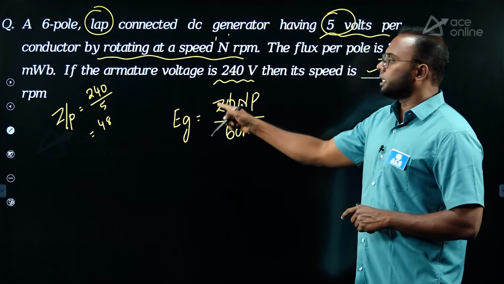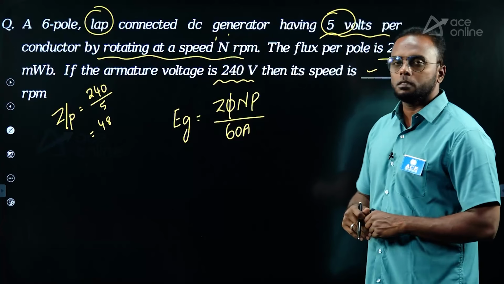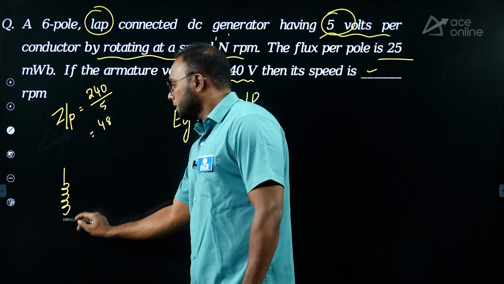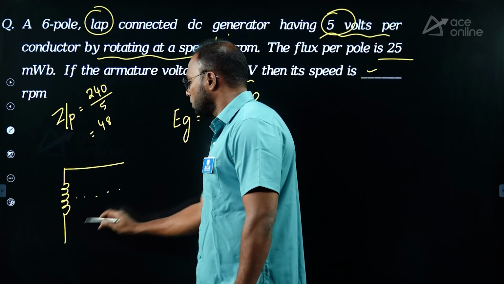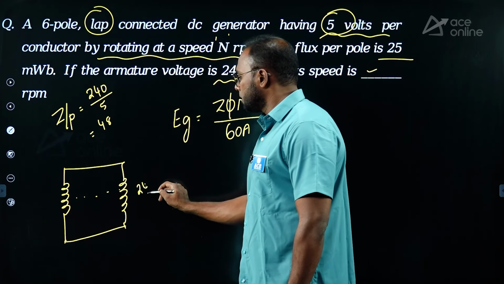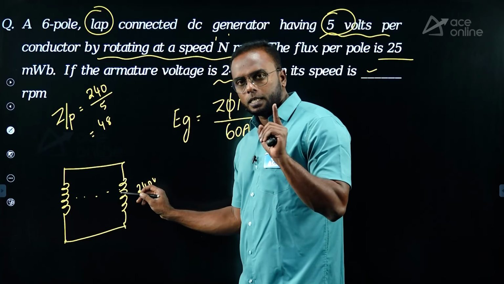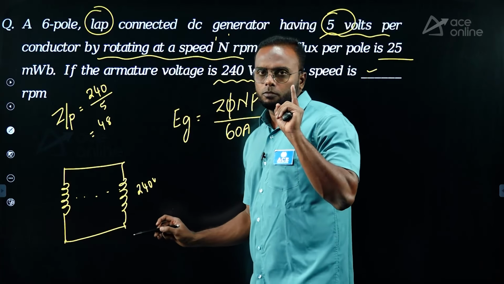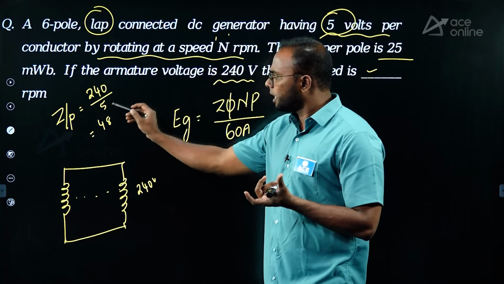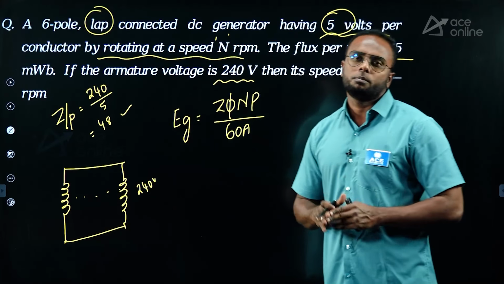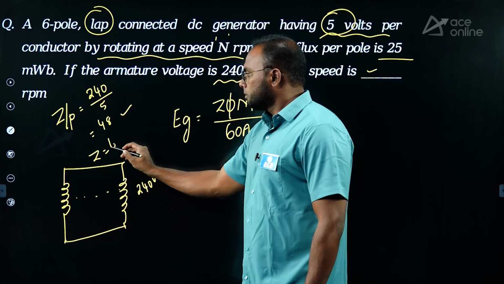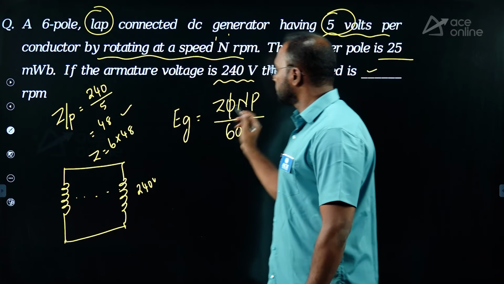But we need the total conductors Z. Try to understand here: in the armature there are 6 parallel paths in total. The voltage of one parallel path is 240 volts, and the voltage of one conductor is 5 volts, so there are 48 conductors in one parallel path. Then the total conductors Z equals 6 parallel paths, so 6 into 48. Okay, substitute here.